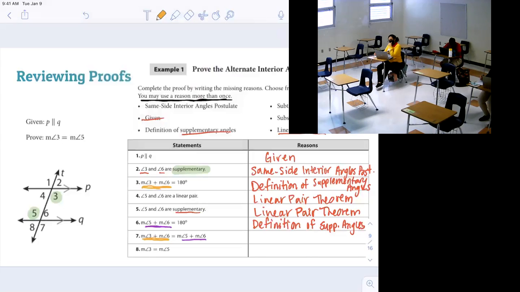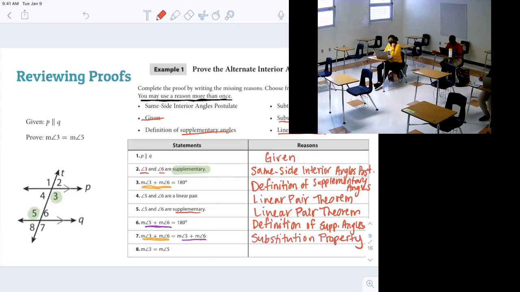So what do you guys think? Which property is this going to be? Would it be the substitution property? Yes, because it's substituted. They substituted. Rather than writing equals 180, they wrote equals measure of angle 5 plus measure of angle 6, because both of those are equal to 180. So they were able to substitute in that half of the equation.